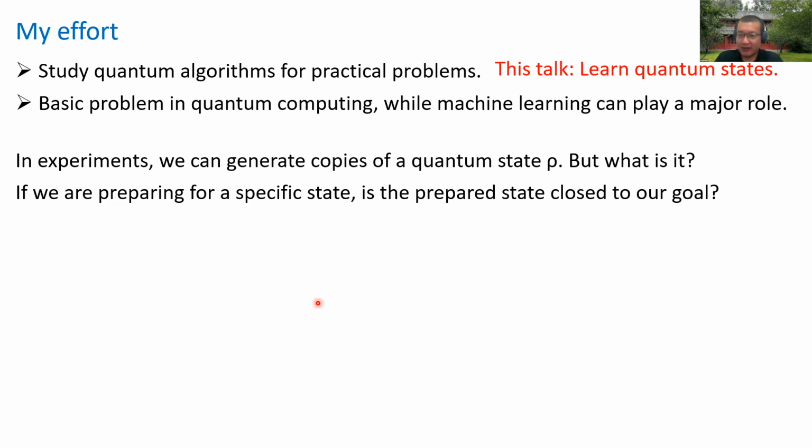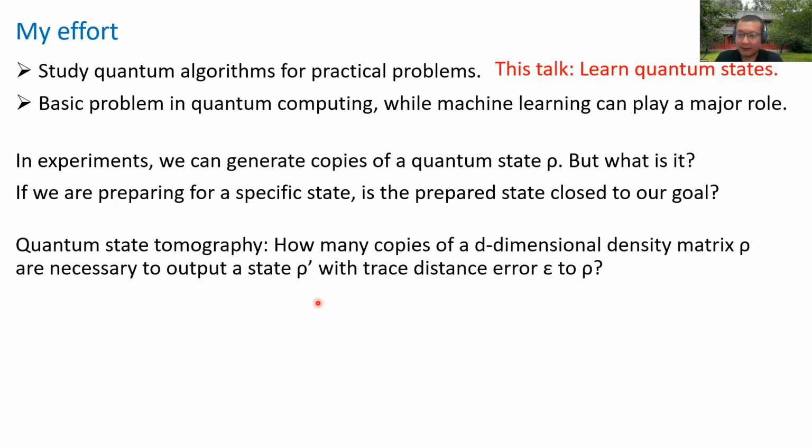A very important theoretical problem along this line is called quantum state tomography: how many copies of a d-dimensional density matrix rho are necessary to output a state, which we call rho prime, such that it is very close to the original state that we can take samples from?